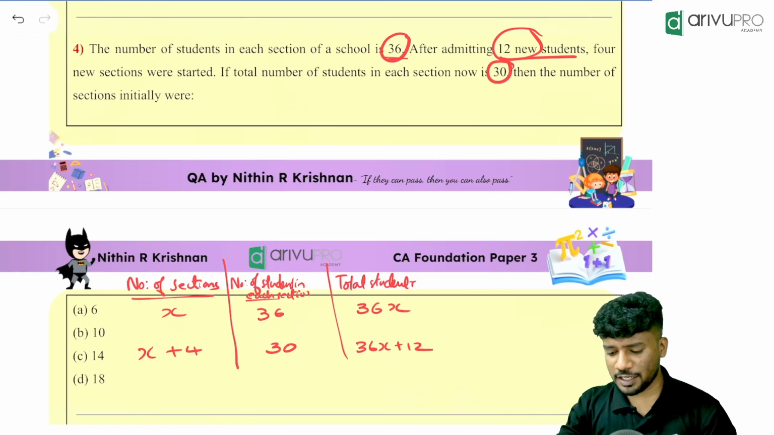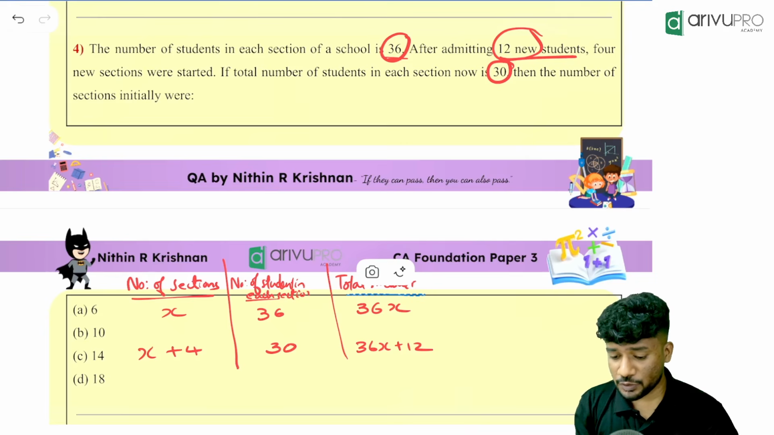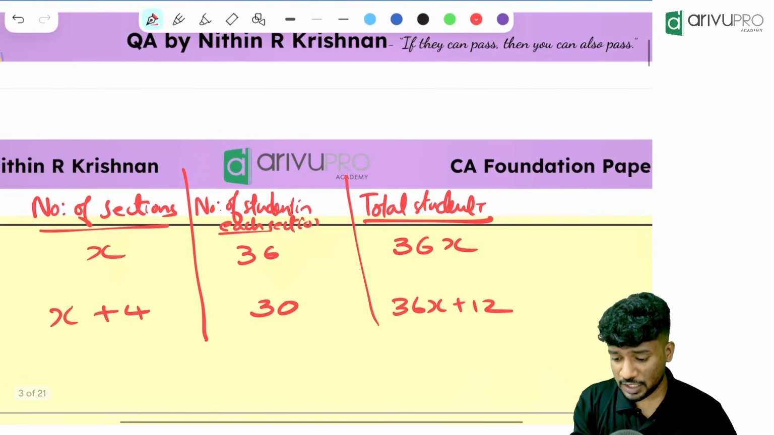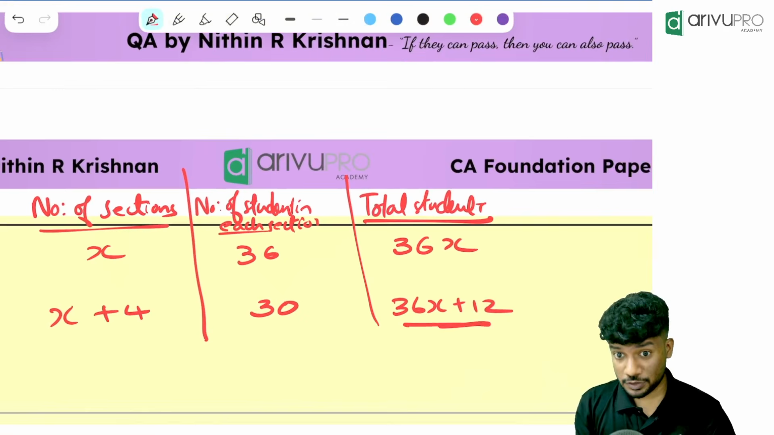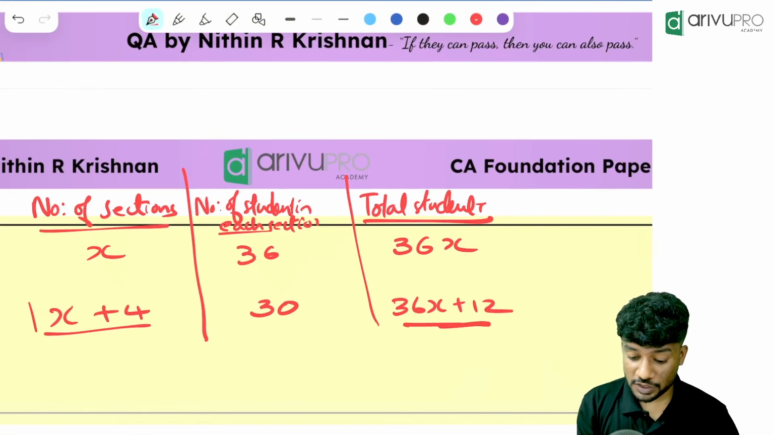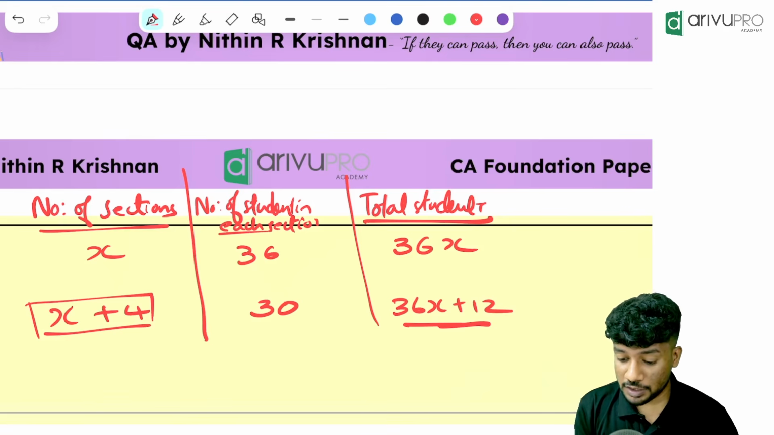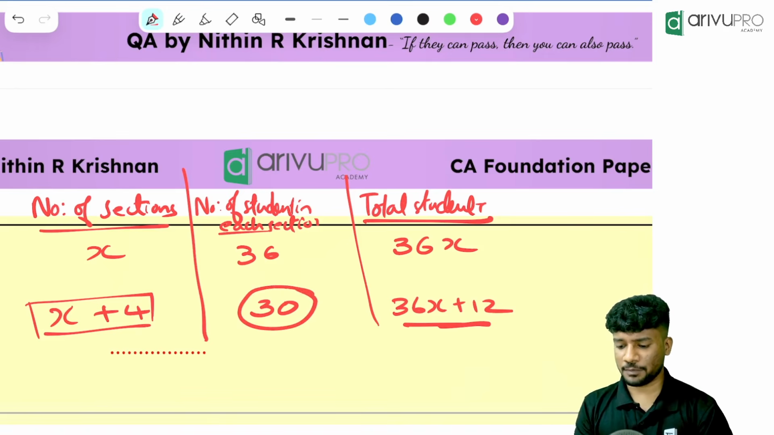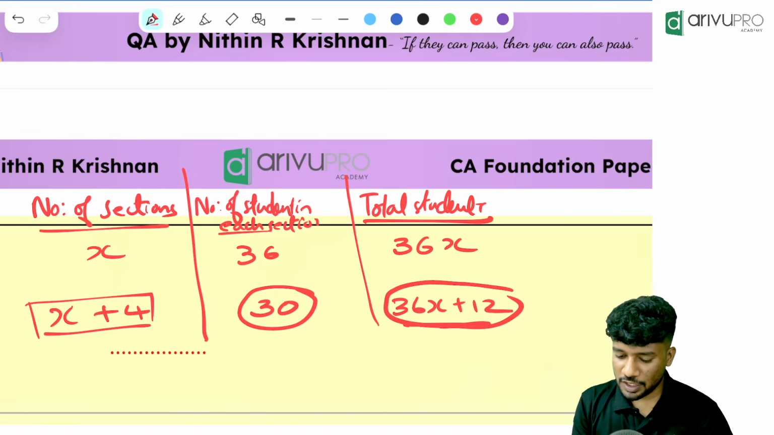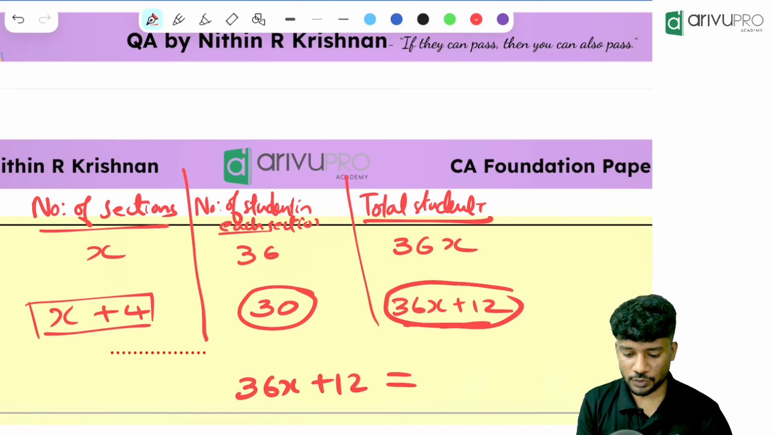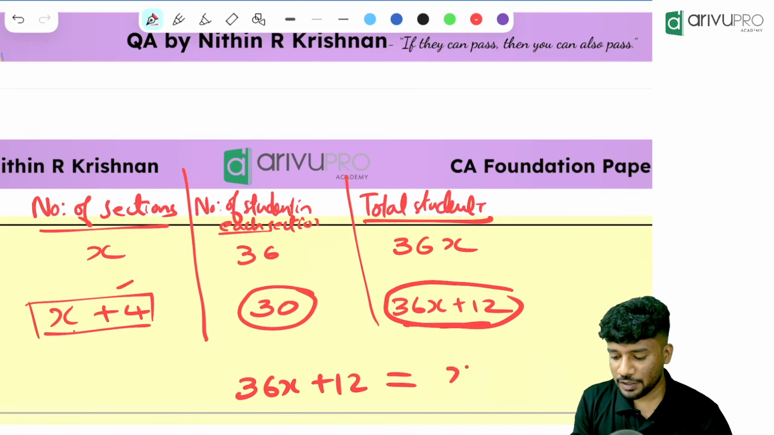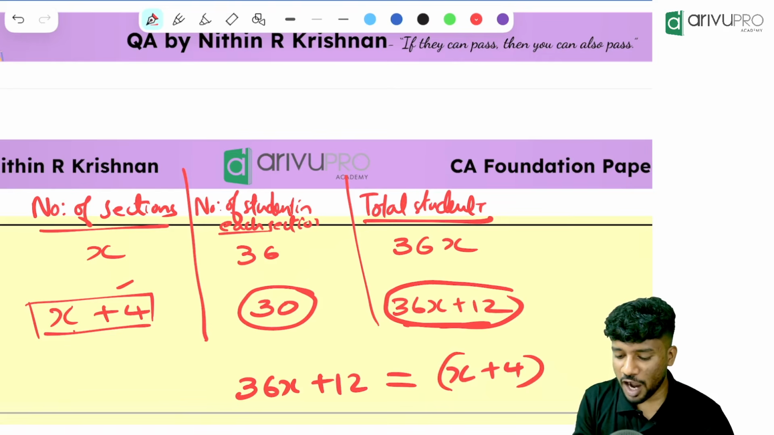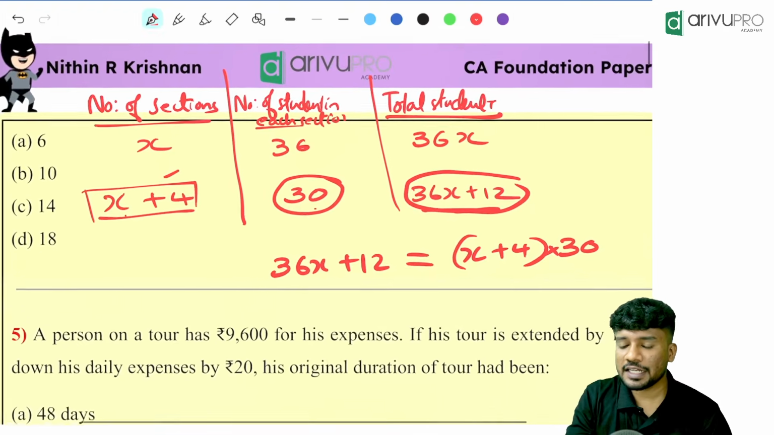Similarly, here 36x students were there in total initially. Then 12 new students are added. Then the number of sections became x plus 4 and the number of students in each section became 30. Correct? The total, this 36x plus 12, is nothing but equal to, how many sections are there? X plus 4 sections. How many students in each? 30 students. So can I write it this way?